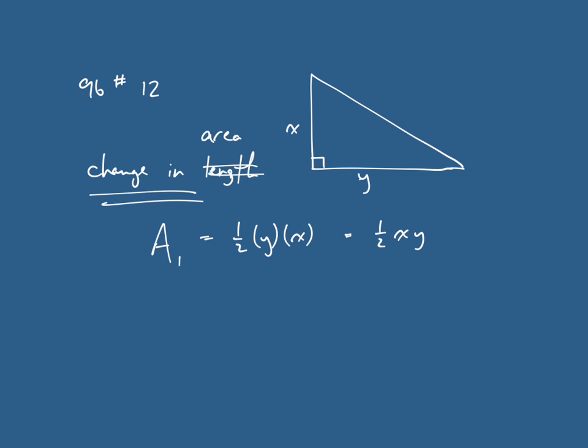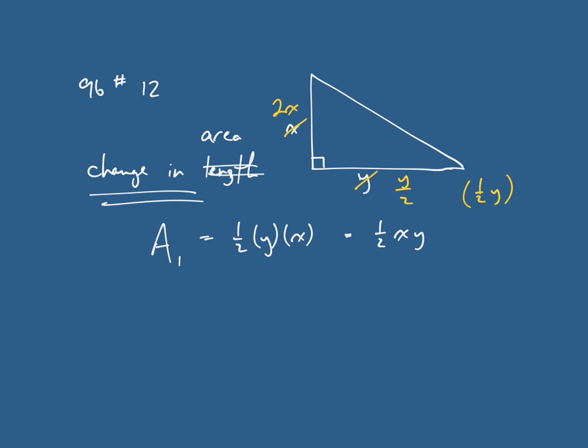Okay, so if we're going to change it, then let's say instead of x, we're going to double it. Well, double x is 2x, right? And half of the other side would be 1/2 y, or y over 2, right? That's the same thing, 1/2 y.